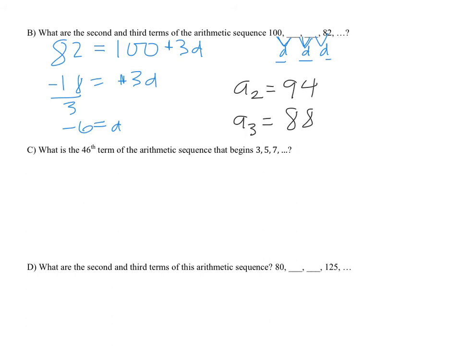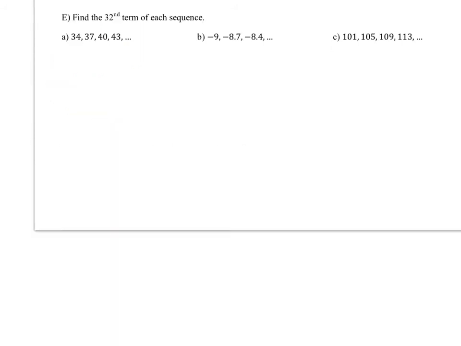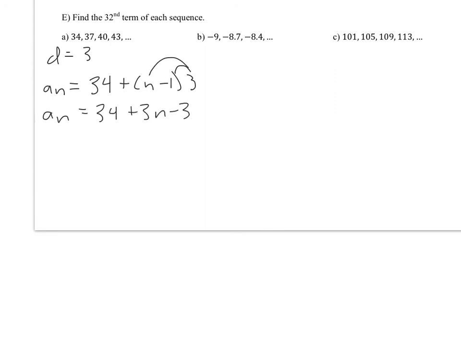So I want you to do C and D by yourself. Here I'm just going to do one of them and then you can do the other two. So first I'm looking for my d, my difference. My d would be equal to a positive 3 here. Again, my a sub n, you want to find your recursive, is going to be whatever I'm starting off, which is 34, and then adding n minus 1 times whatever your d is, your difference. So a sub n is equal to 34 plus 3n minus 3. So a sub n is equal to 3n plus 31.